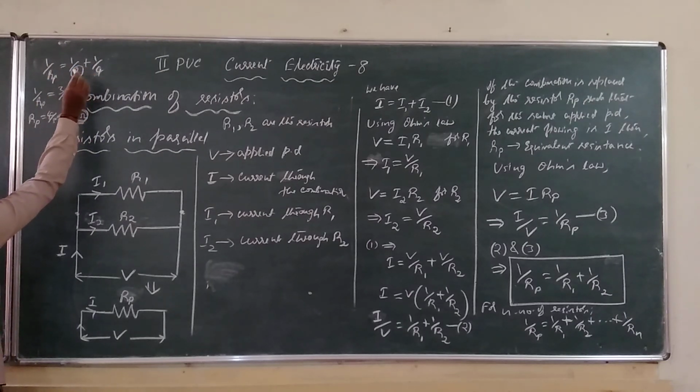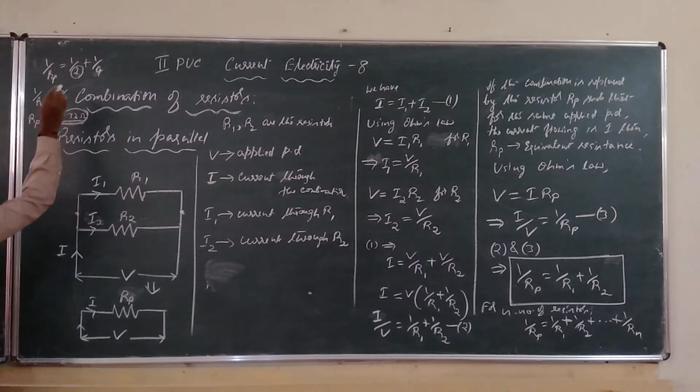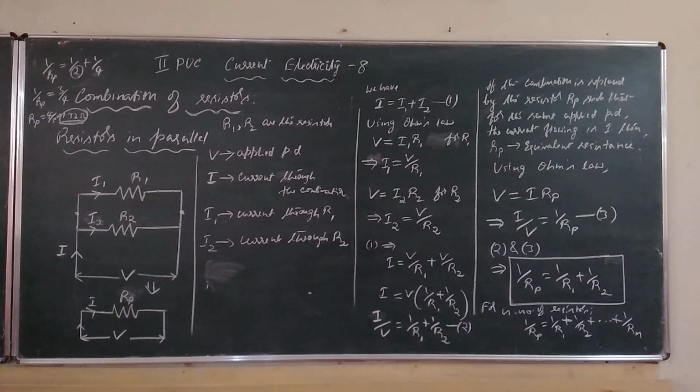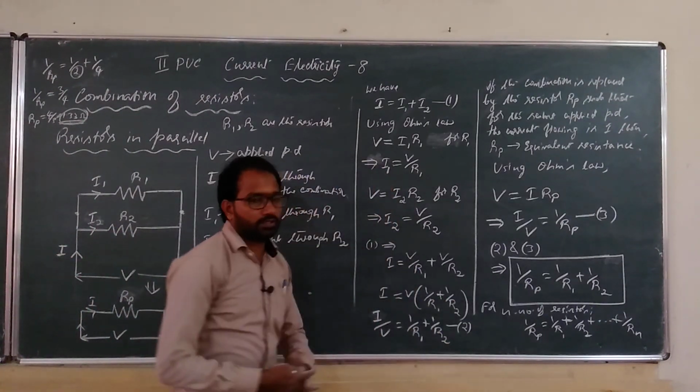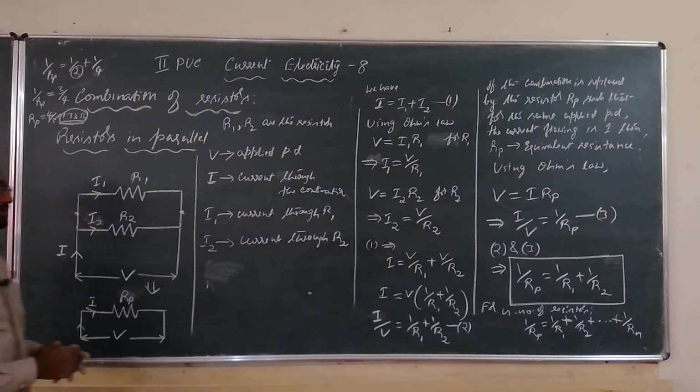See, what is the least here? Least value of resistance. This is R1, this is R2. Least is 2 ohm. So the effective value or equivalent value of resistance is less than the least among the individual resistances. It is also applicable for n number of resistors. Okay, so to get the lesser value of resistance using higher value of resistances, we use the parallel combination of resistors.